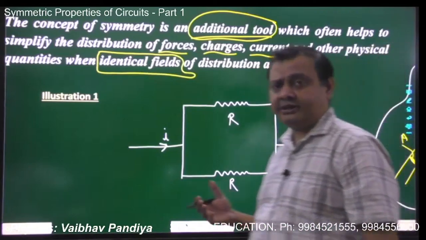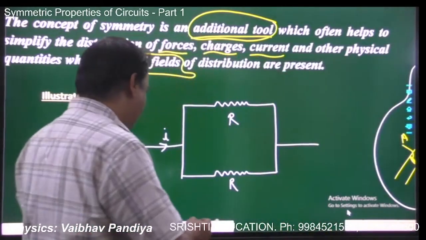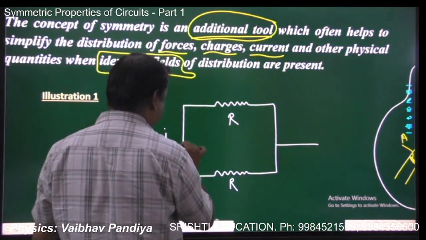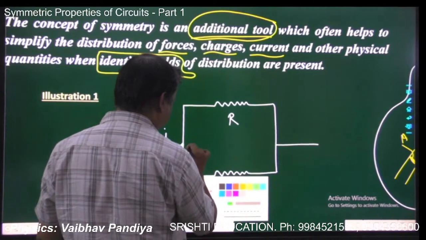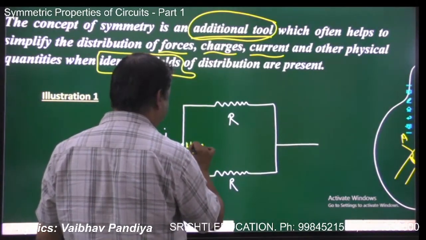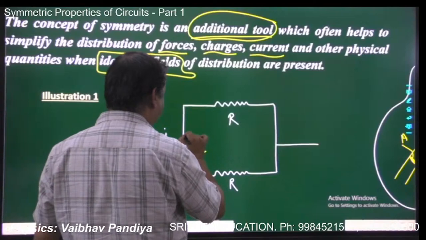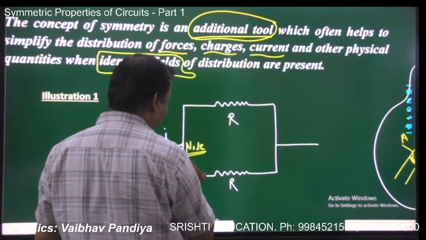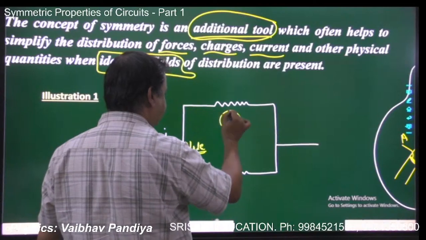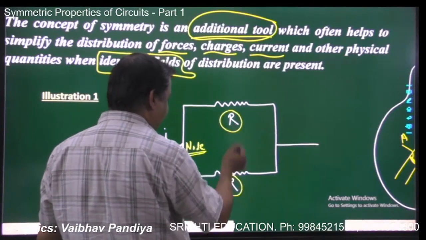So to illustrate, let's say we have an electric circuit and a current I is coming in the main wire, and there is a junction. You can see we have a node or junction at this point, and the current will be divided at this node. So some current will go in the upper branch and some current will go in the lower branch, and you can see both the branches have identical resistance R each.